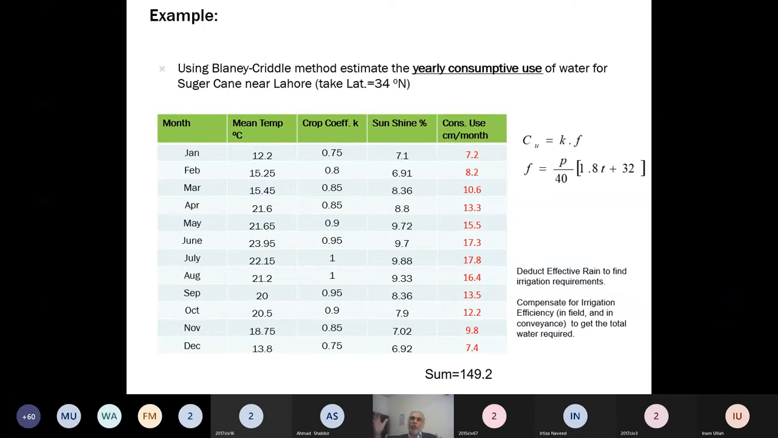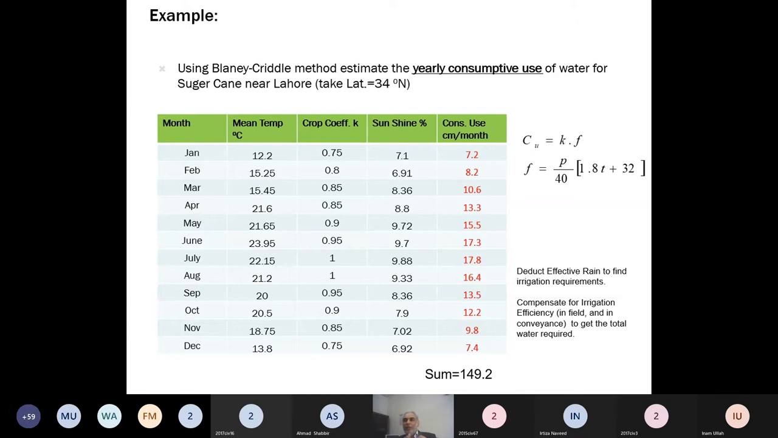So in this way, overall water requirement at the source can be calculated. This is giving you the consumptive use at the field. This 149 or 7.2 in January is the requirement in the field. So subtract effective rainfall out of it, you will be getting the irrigation requirement, that water which you need to provide through artificial means at the field.